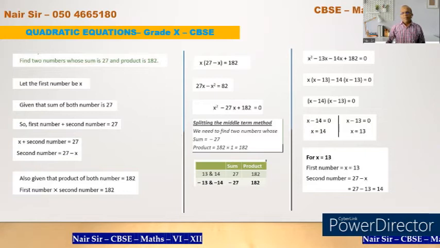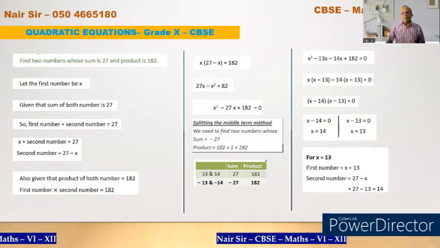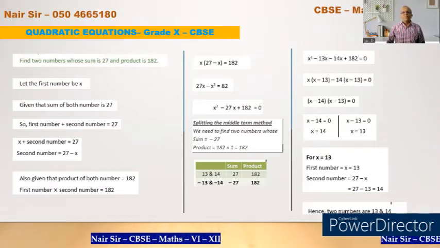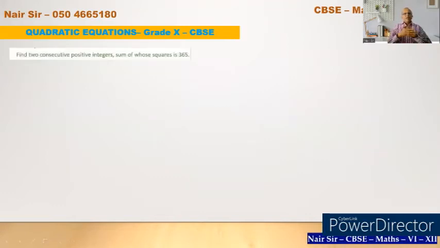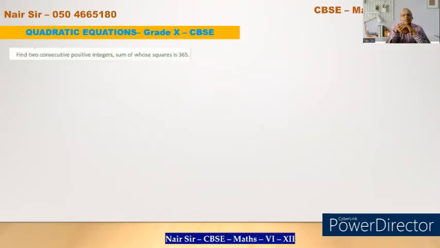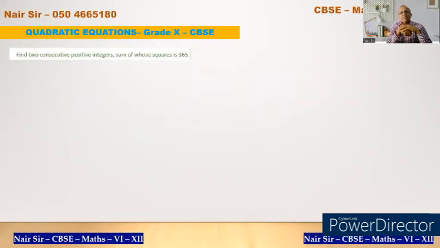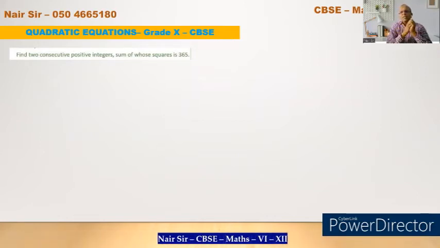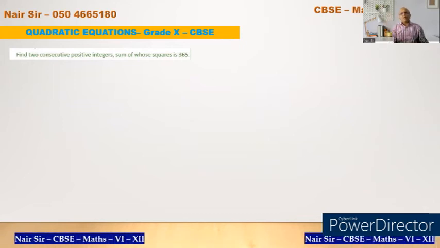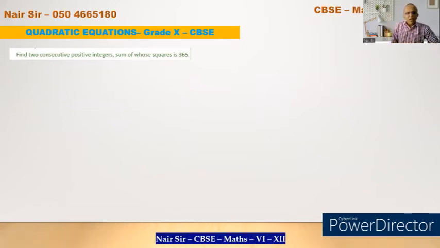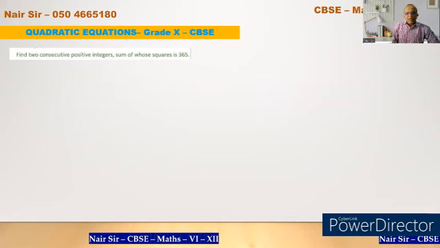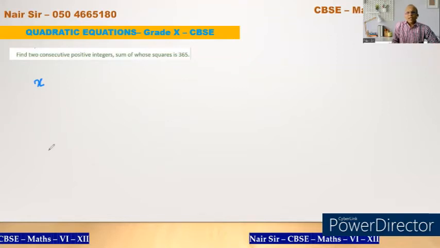Can I go further? Find two consecutive positive integers, the sum of whose squares is 365. Consecutive means one after the other. Okay, so let the first number be x. What will be the second number? x plus 1.